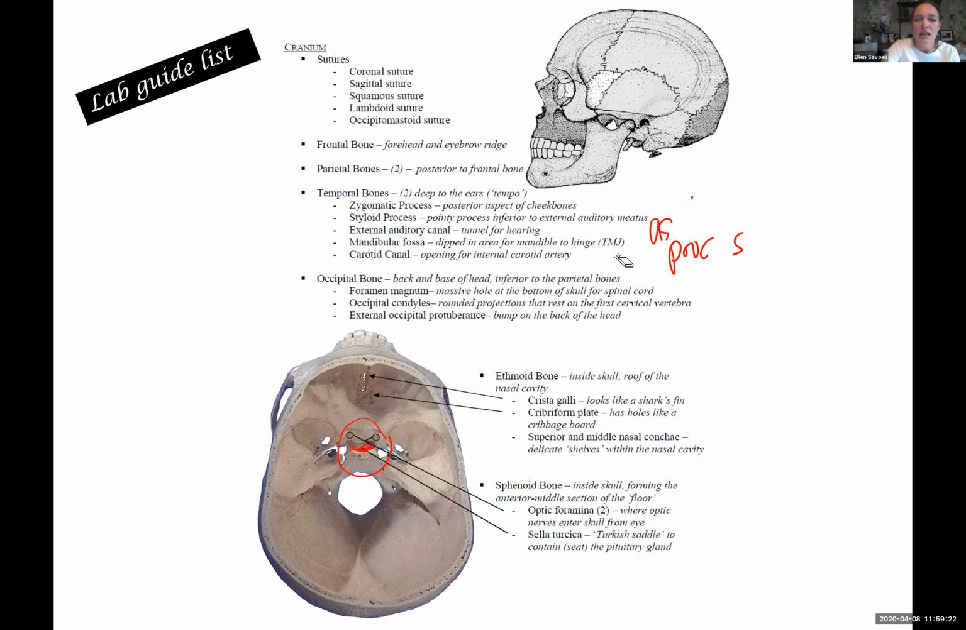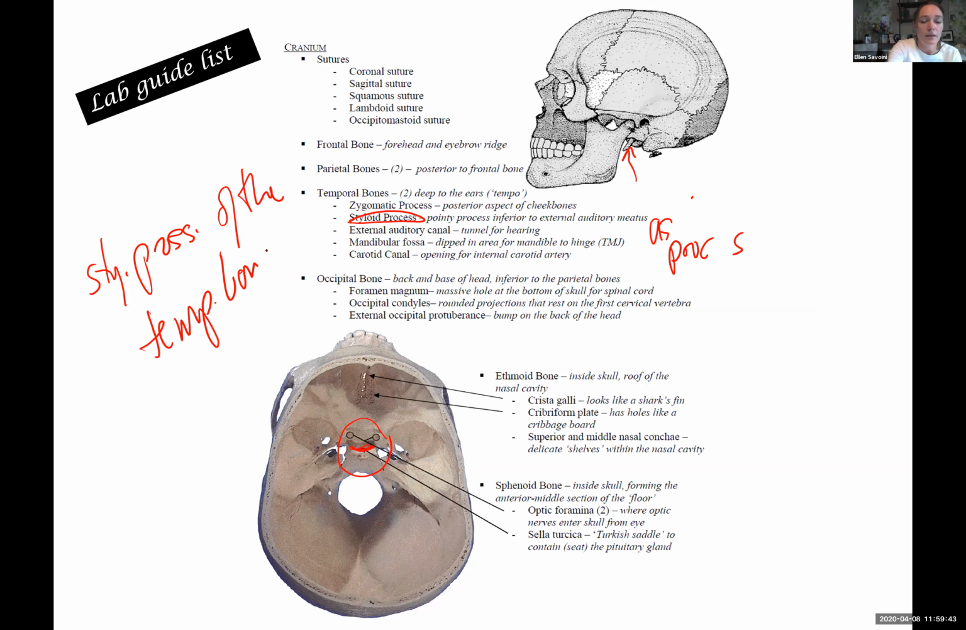This is what you would want to use to make your list, though it doesn't spell it in the right way. So if I were to point out the styloid process and say name this, you would write it correctly. You would say styloid process, and I abbreviate, of the temporal bone. But more than that, in this case, it would be left temporal bone. So again, that's the proper way of putting it.